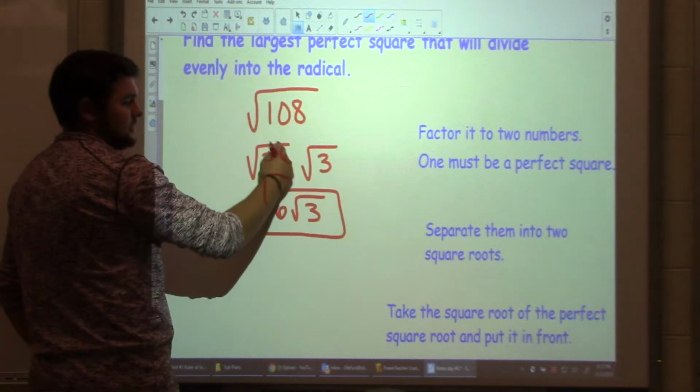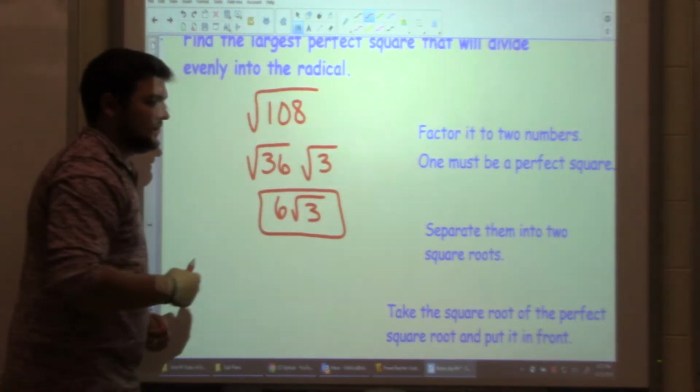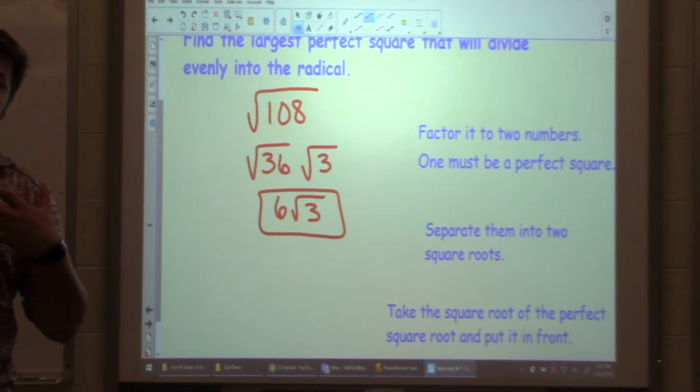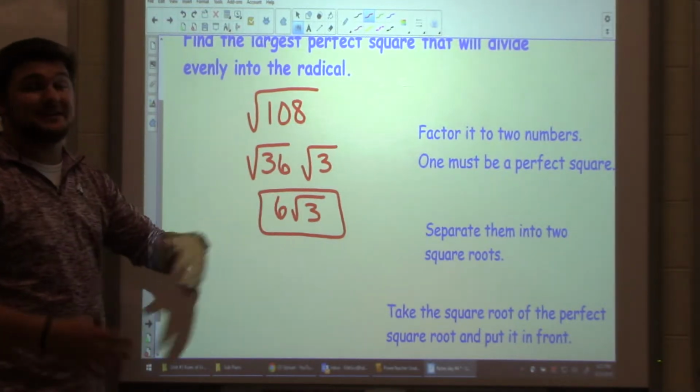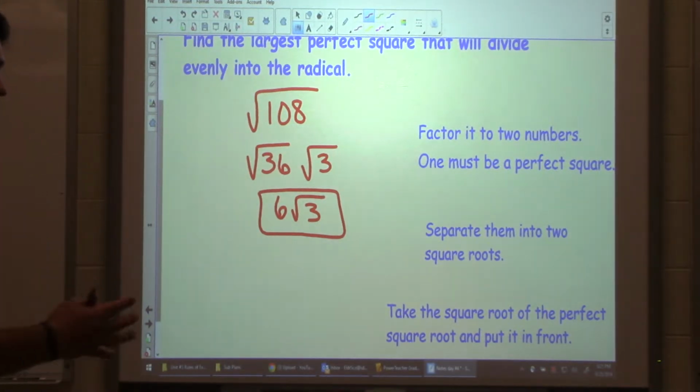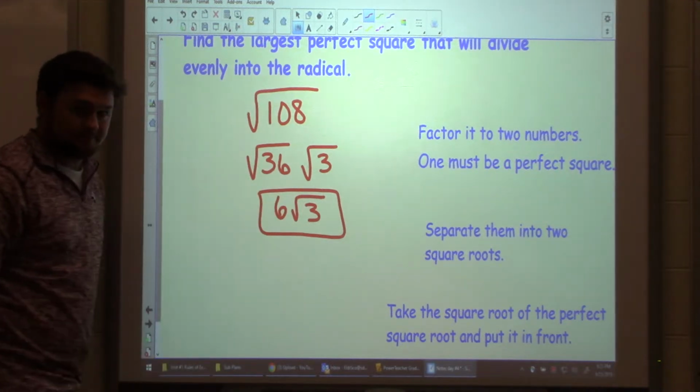36 times 3, so the square root of 36 times the square root of 3. Well, the square root of 36 is 6. And square root of 3 stays the same because we want exact. We don't want to round anything. So our answer is going to be 6 square roots of 3.